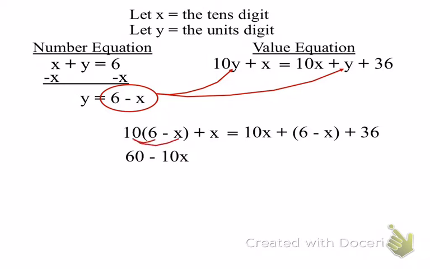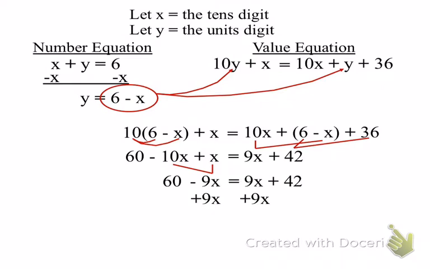Perfect. And when you distribute, we get 60 minus 10x plus x equals 10x plus, and we can combine our like terms. 10x minus x is 9x. 6 and 36 is 42. Let's put our x's together. We'll combine the like terms. It's 60 minus 9x equals 9x plus 42. Move the x's to one side.